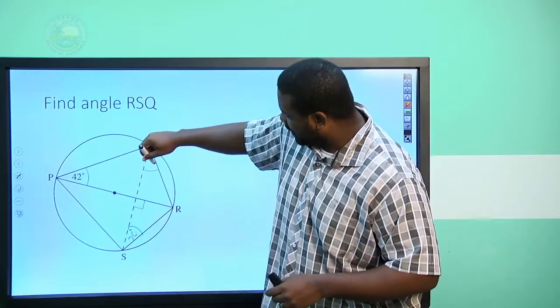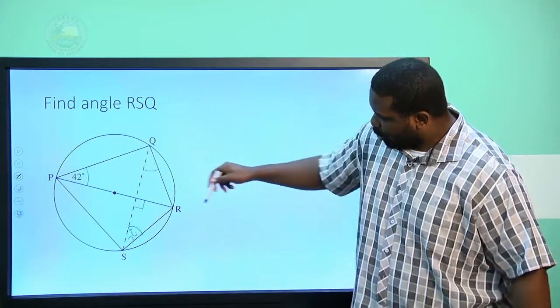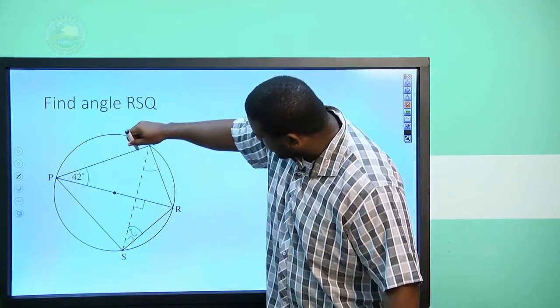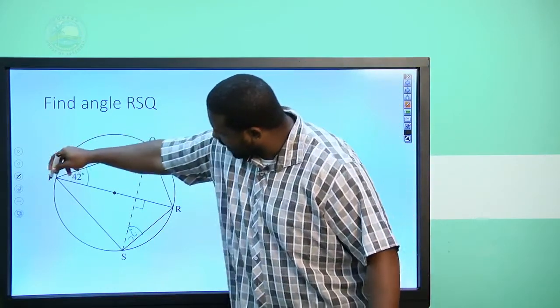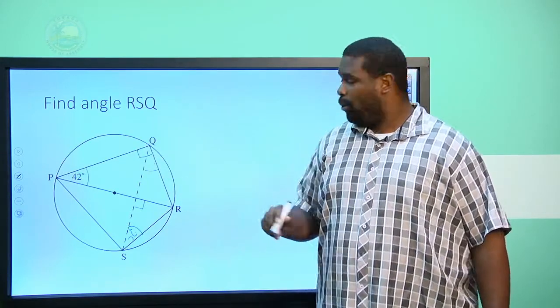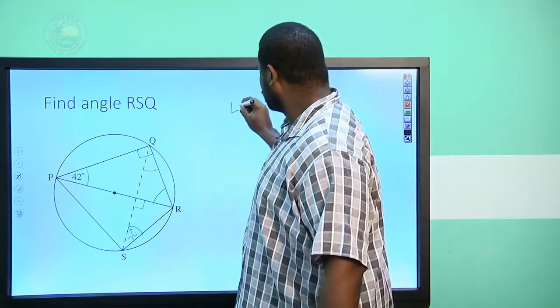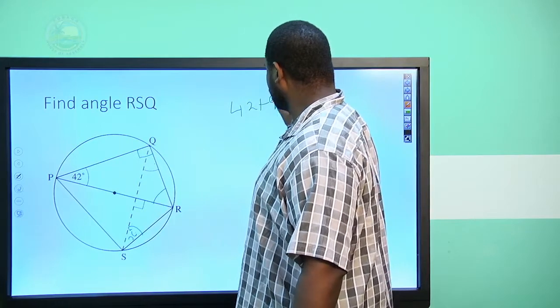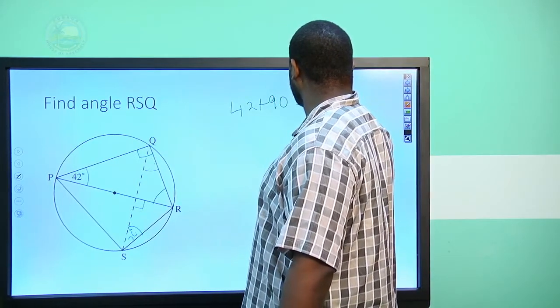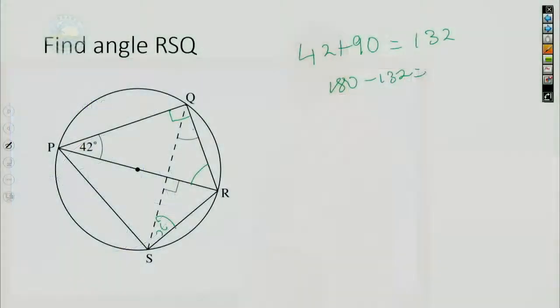So let's see if we can find this angle. Well, here we have a diameter, which will then mean that this angle here, subtended by the diameter, is going to be 90 degrees. Yeah? Which will make this angle how much? Well, 42 plus 90 is equal to 132. And then 180 subtract 132 is 48 degrees. So we know that this angle is 48 degrees.